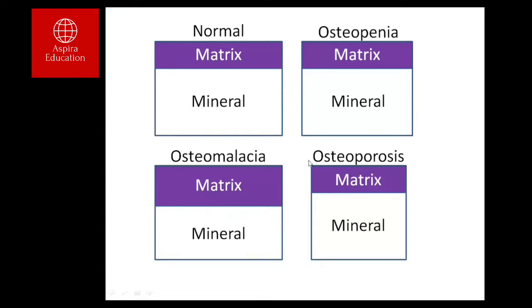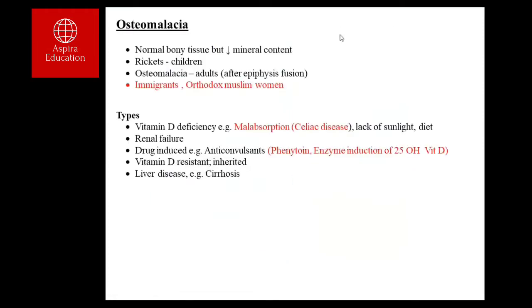Coming to osteoporosis. Osteoporosis is the decrease in the matrix component of the bone. Compared with the mineral component, it is predominantly the matrix component that is affected in osteoporosis, while the mineral component is affected in osteomalacia. In osteopenia, both the components are reduced, but the proportion remains the same. So this is the general description of these terms. Now let us understand one by one the different causes, presentation, and management of these conditions.